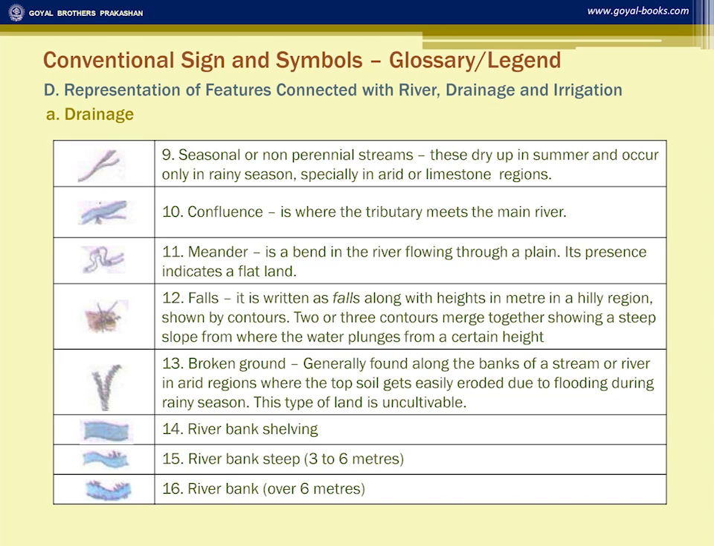One feature, broken ground, is very important in this regard because it is generally formed in the dry region where the topsoil has been washed away due to floods, and generally land is uncultivable. It is bad land. Many questions often come on this broken ground.